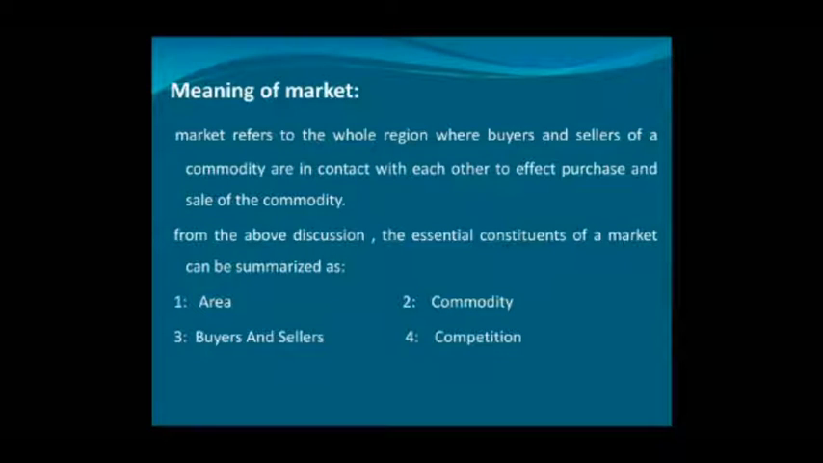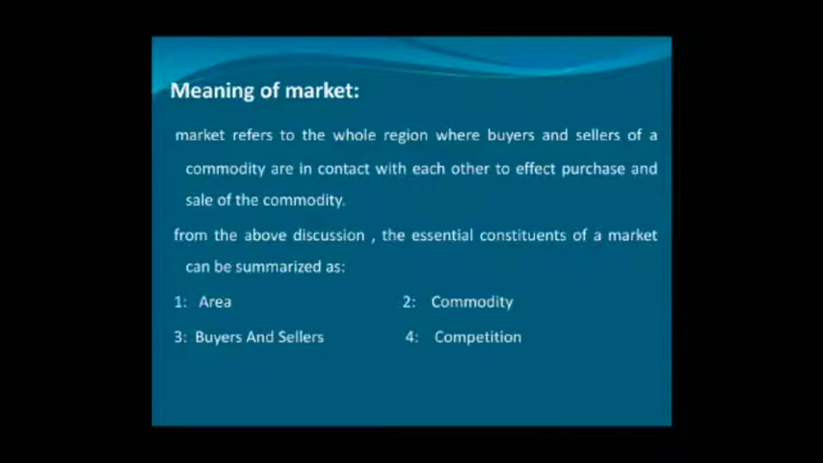Meaning of market. Market refers to the whole region where buyers and sellers of a commodity are in contact with each other to effect purchase and sale of the commodity. From the above discussion, the essential constituents of a market can be summarized. First, area. Market is not related to a particular place, it is spread over an area. The area becomes the point of contact between buyers and sellers.